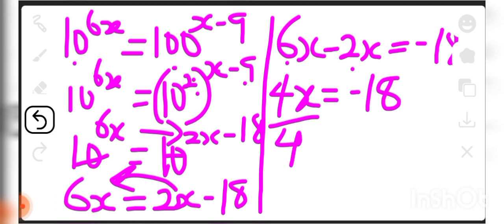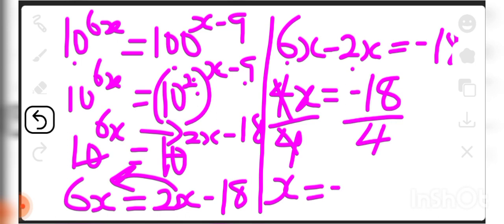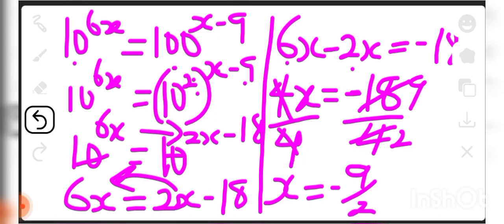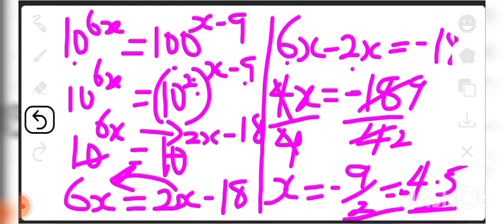Divide this side by 4, divide the other side by 4 as well. If we cancel this, x will now be equal to minus, because we have just one minus here. 18 divided by 4, 2 goes into both, so minus 9 over 2. Or that can give us minus 4 and 1 over 2, or minus 4.5 as well. Any of them is possible.